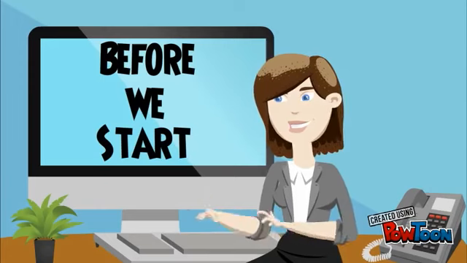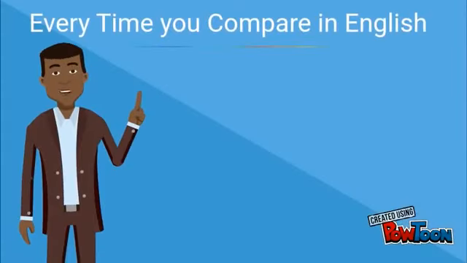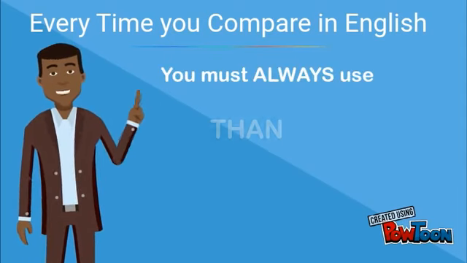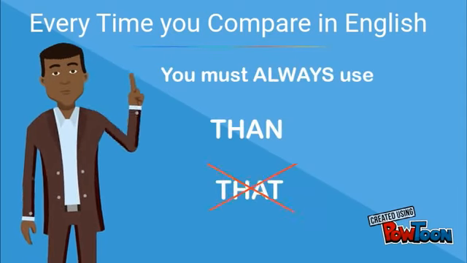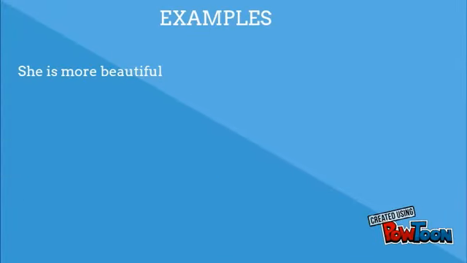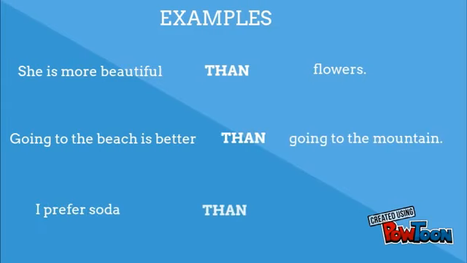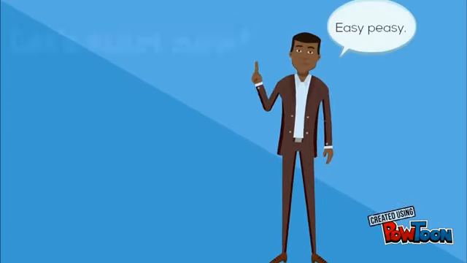However, before we start, I need you to know something. Every time you compare in English, you must always use "than" instead of "that". For example, she is more beautiful than flowers. Going to the beach is better than going to the mountain. I prefer soda than orange juice. See? Easy peasy. Let's start now.